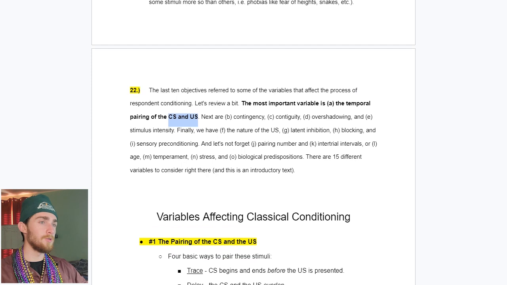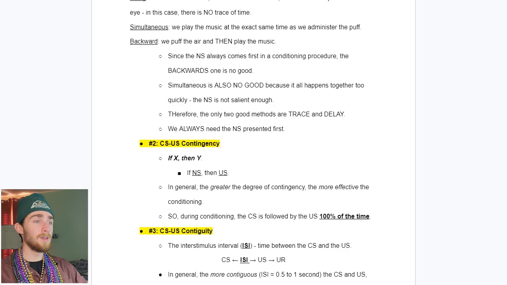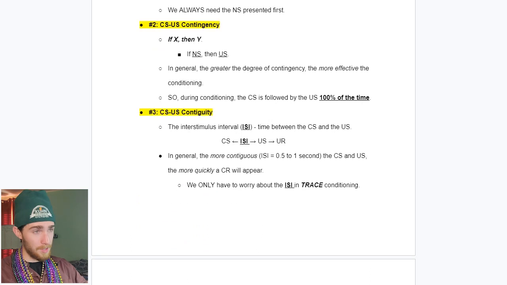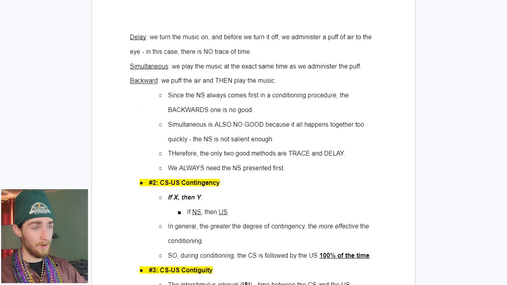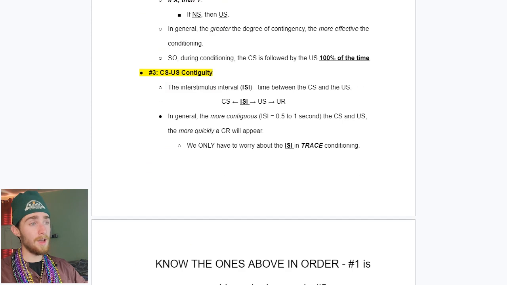objectives referred to some of the variables that affect the process of respondent conditioning. So the most important is the temporal pairing of the conditioned stimulus and the unconditioned stimulus. We talk about contingency, then contiguity. The ones above are the most important, all right? So number 1 is the pairing, then we have the contingency and the contiguity.